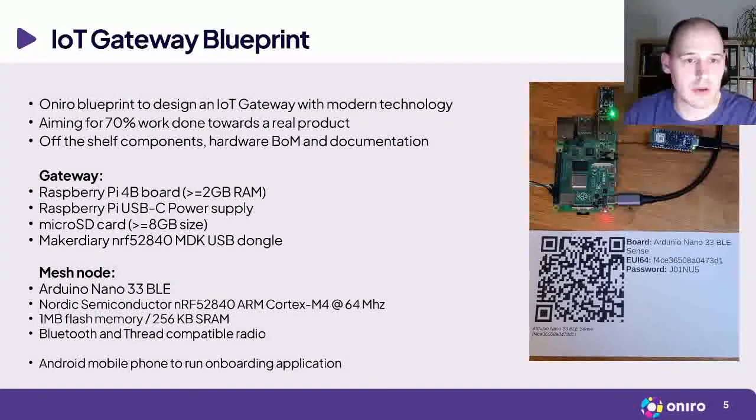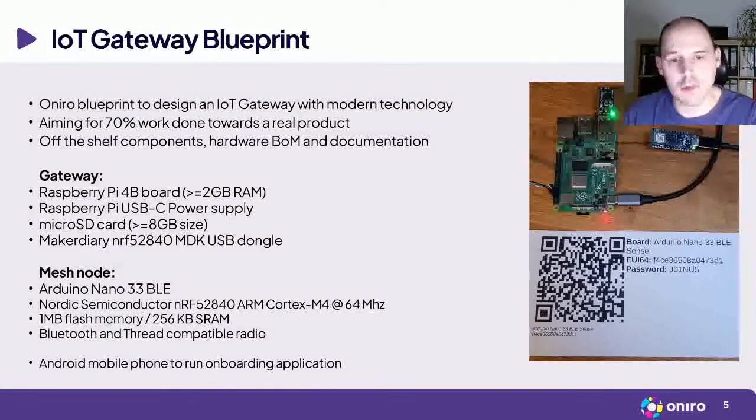So the idea of an ONIRO blueprint is basically to aim for something like 70% of the work done towards a real product. So you can take all the stuff we have been doing here, do the remaining 20 or 30% and ship a product with it, or build a project for your home, or just hack around on it. So we want to have quite a high bar in what we're releasing. But we also wanted to use off-the-shelf components to make it easily accessible for everybody to toy around and play with it. We're giving a hardware BOM, documentation, videos and stuff like that. And obviously all the source code is available as open source.